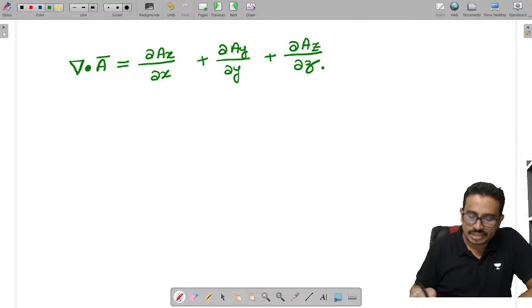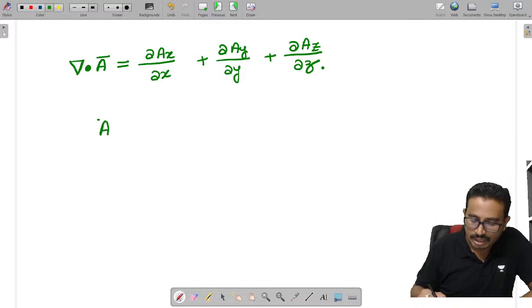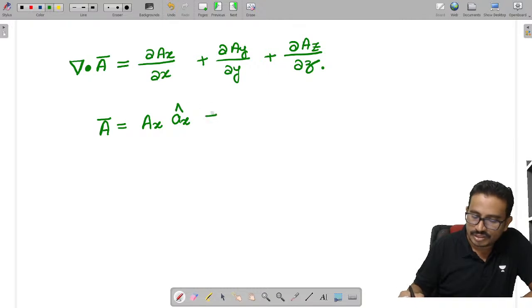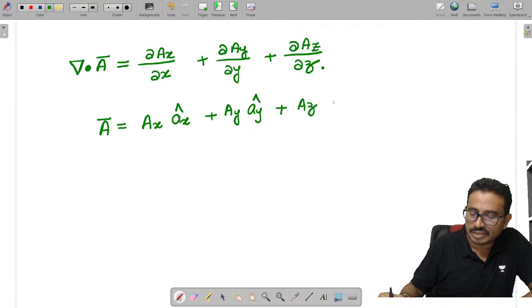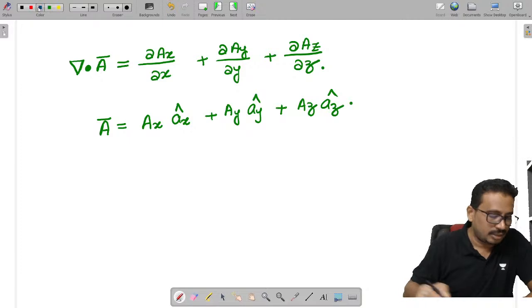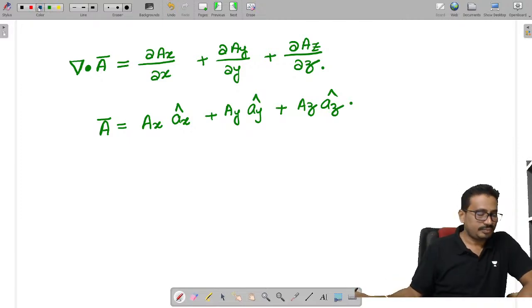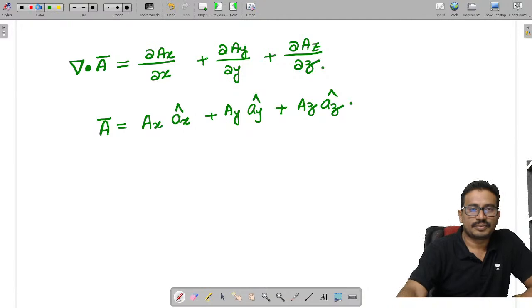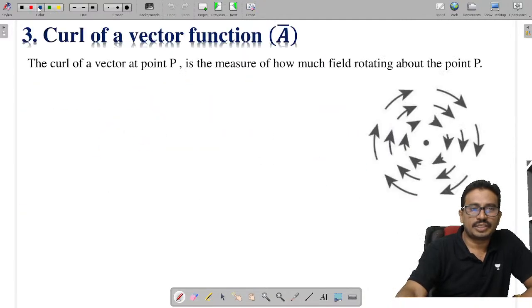What is this Ax here? Basically the vector A has an x component, which is called Ax. Divergence operates on a vector quantity, whereas the resultant of divergence is a scalar quantity. Right? Fine.